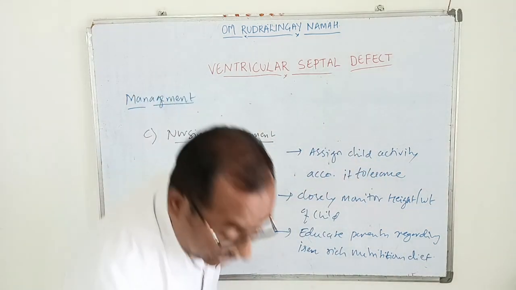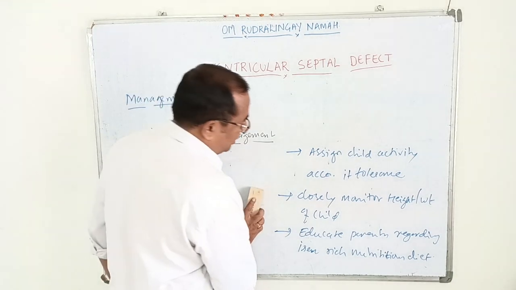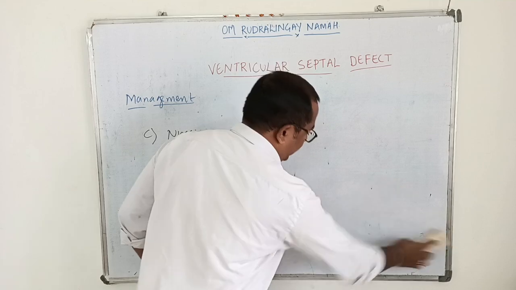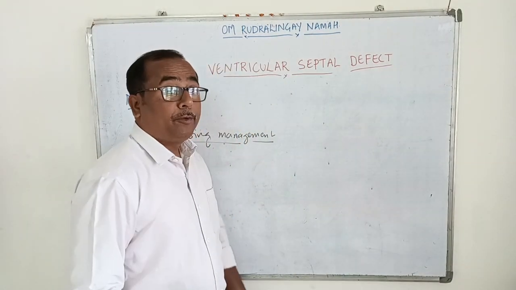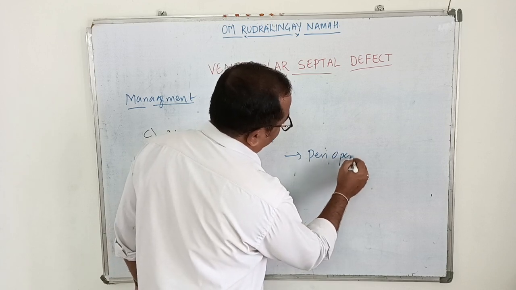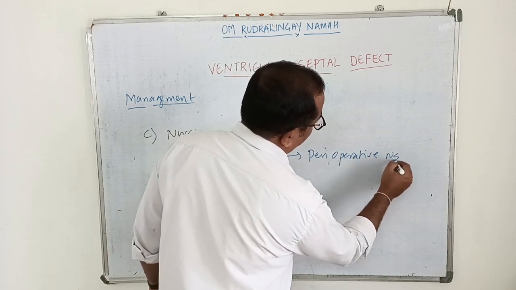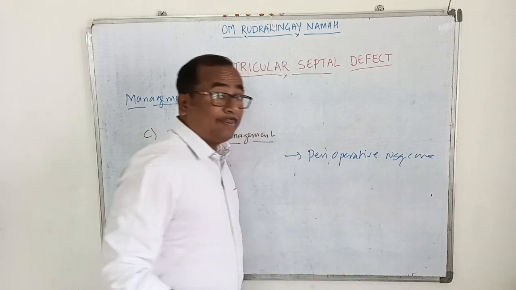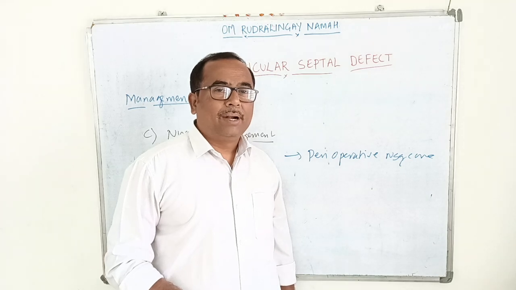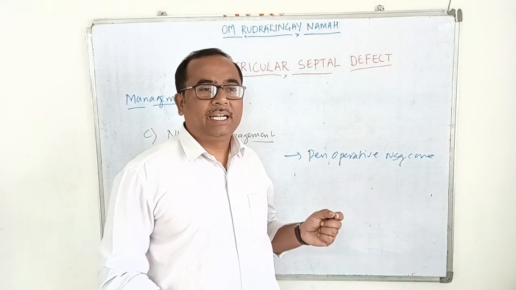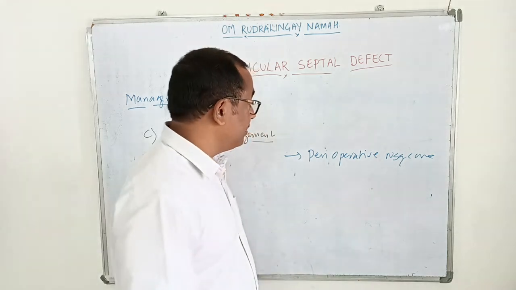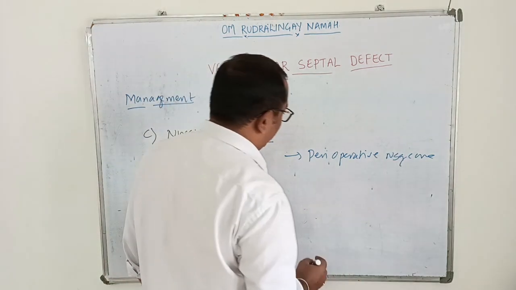If the child is planned for any surgery, then we have to take care of perioperative nursing, that is preoperative, intraoperative, and postoperative care. Perioperative nursing care has to be given if the child is planned for closure of the defect, either open surgery or closed surgery. But if the defect is very small, it may not require any surgery. It will close as the age of the child increases.